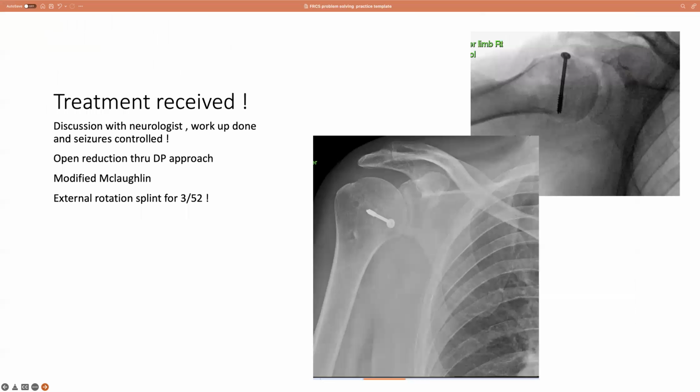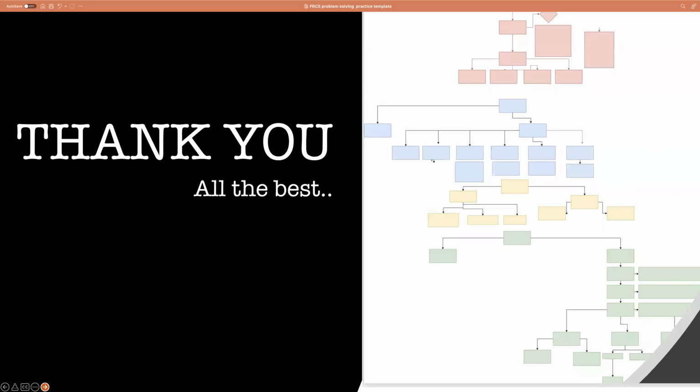Treatment received. Discussion with neurologist. Workup done and seizure controlled. Open reduction through a deltopectoral approach. Modified McLaughlin procedure. External rotation splint for 3 weeks.